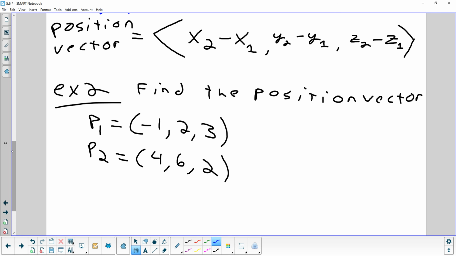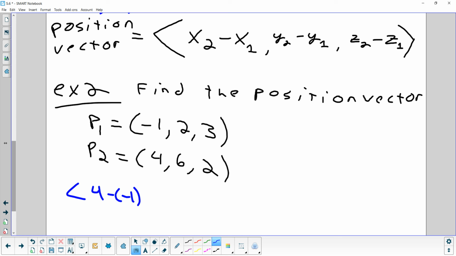Let's write the position vector using the angle brackets, and then if we want, we can write it with ijk after. 5, 4, -1. So subtract, and the order is important here. Do the P2 minus the P1. I'll write it all out just so you can see it.